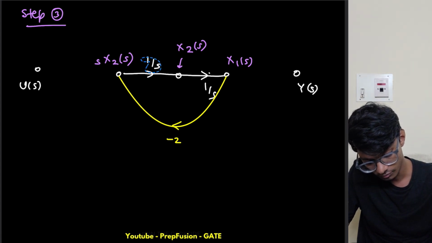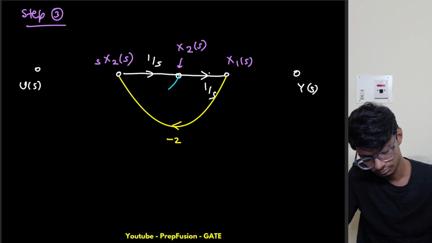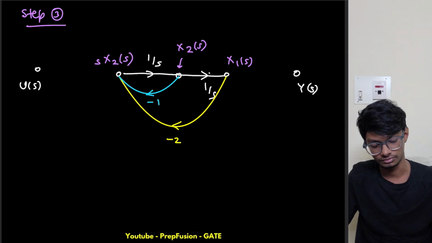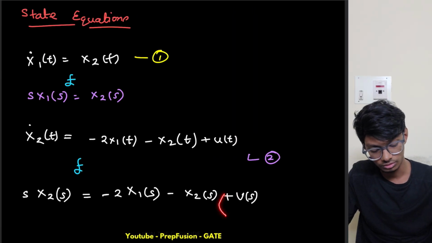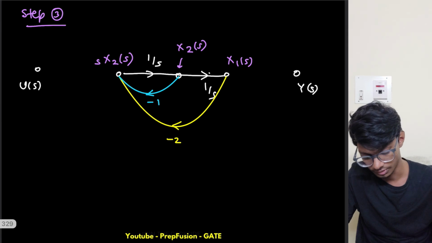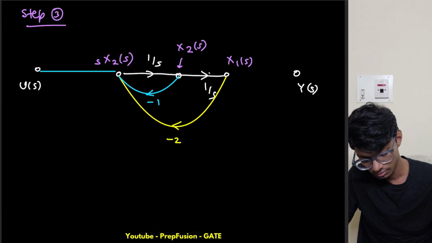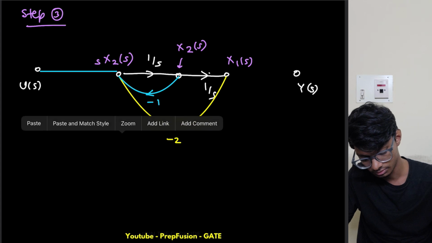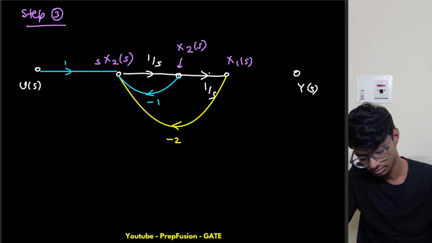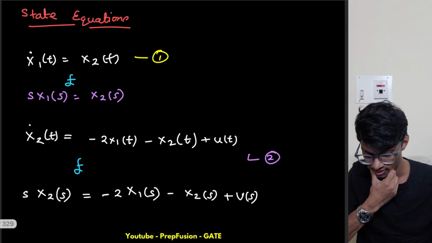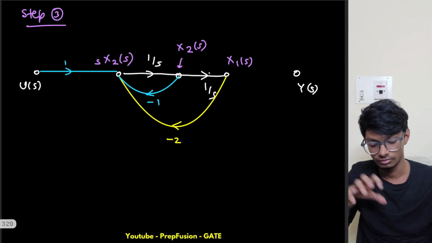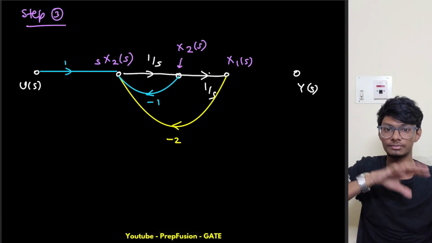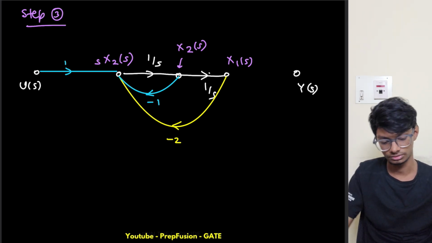So let me bring this top over here, into minus 1 of minus 1, right? And this is also related with input, with gain 1. So I'll connect the input with gain 1. So basically this is how it is related with the input, the state variable. This is a state diagram, right? So this is the state diagram.